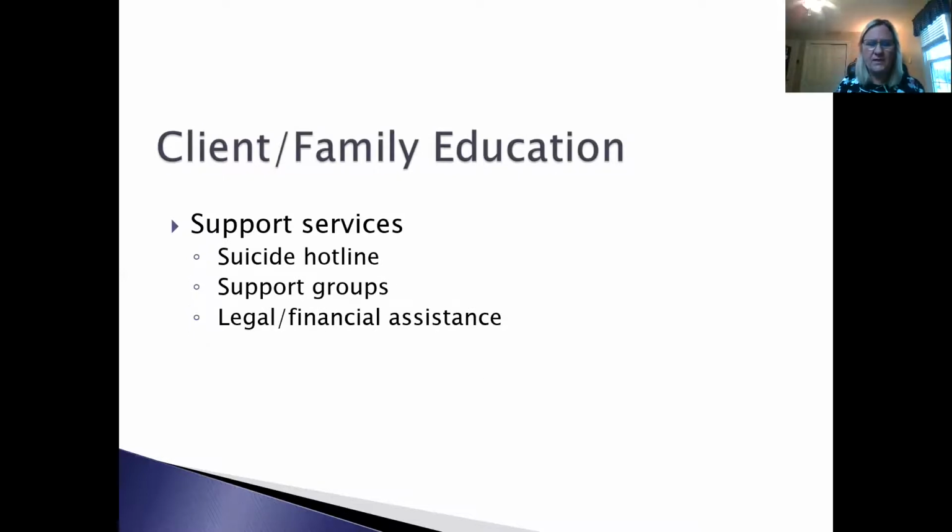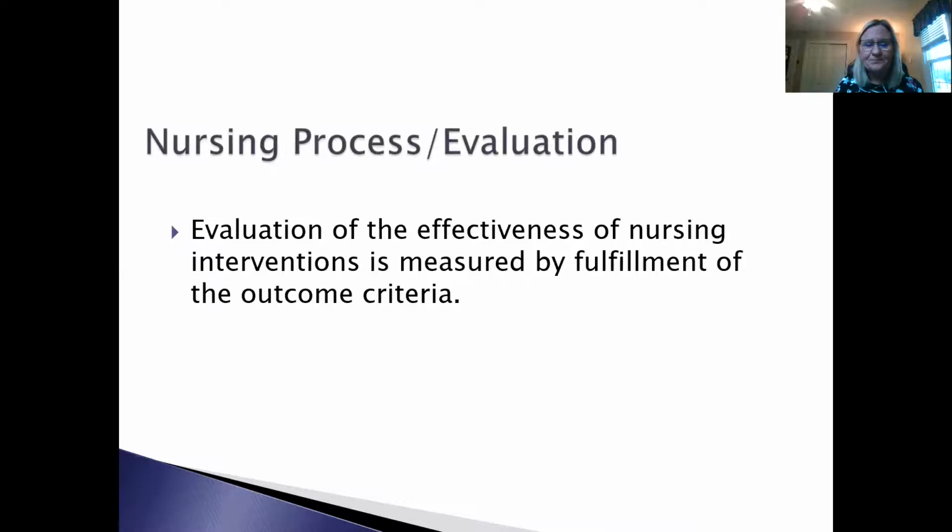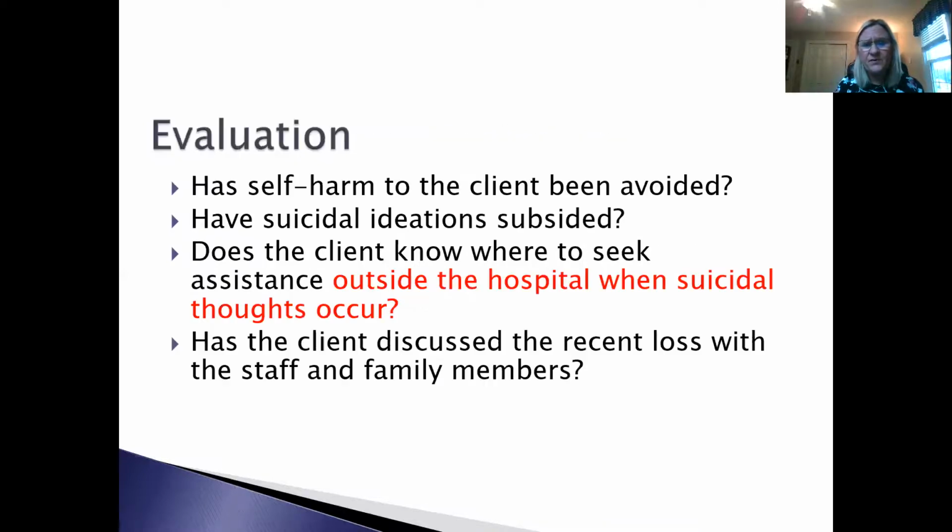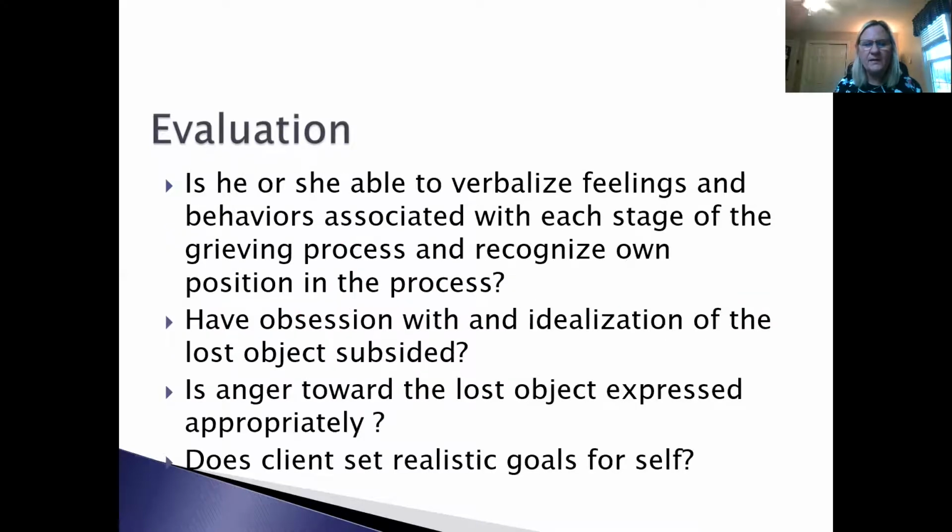When you're developing their plan of care, make sure that their wellness toolkit has the numbers for suicide hotlines, self-help groups, legal and financial assistance. And then we're going to see if what we're doing helps with this patient. So has the patient harmed themselves while they've been in the hospital? Have the suicidal thoughts subsided? And how do we know they're ready to go home? It's such a great question. Are they able to set goals?